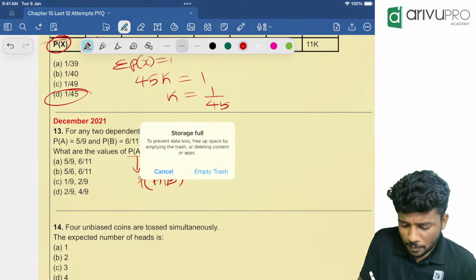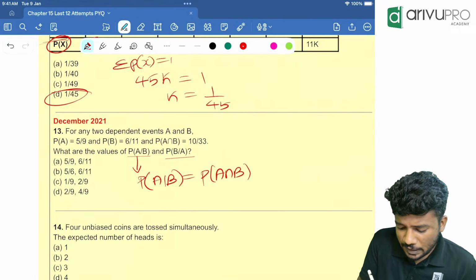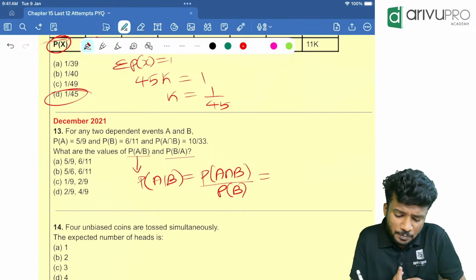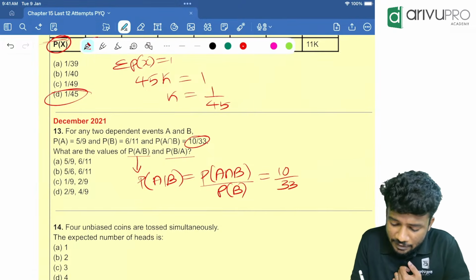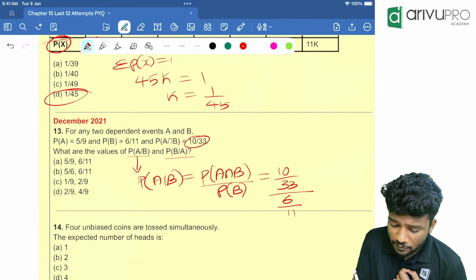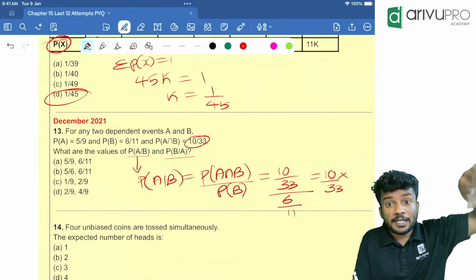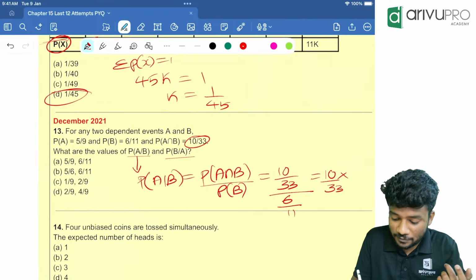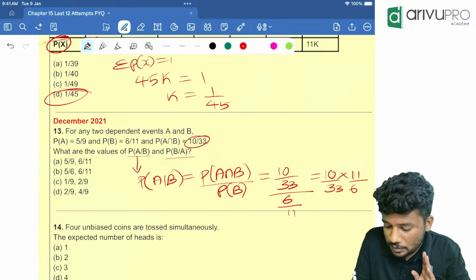That is nothing but P of A intersection B divided by P of B. P of A intersection B is already given in the question, 10 divided by 33, then divided by P of B, 6 divided by 11. So you can rewrite it as 10 divided by 33 into, when I take the divisor, it becomes multiplied with 11 from the numerator, and you can write 6 over here.